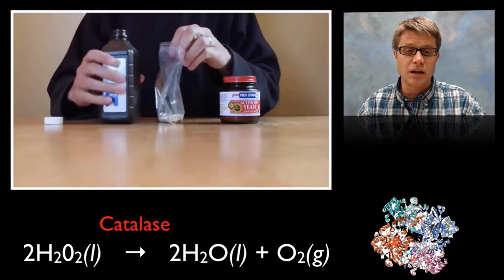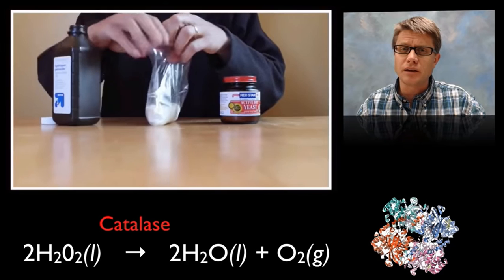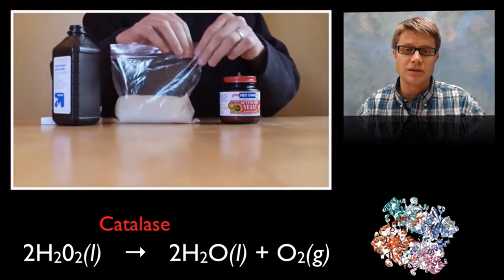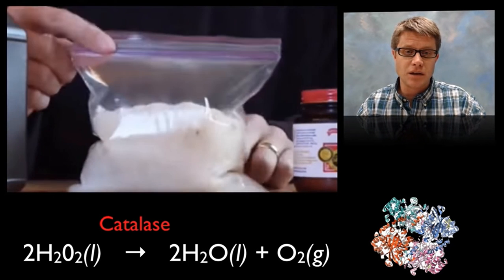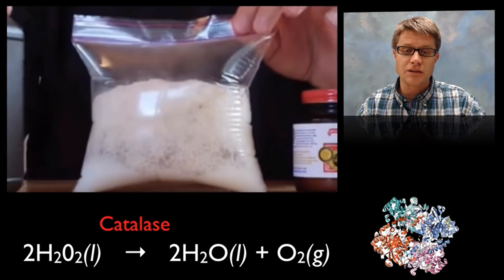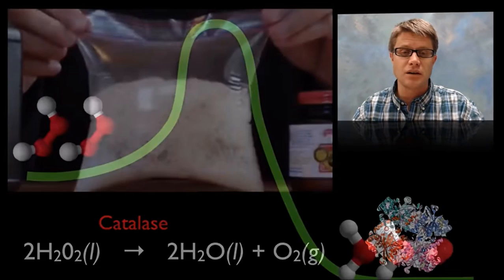And so let me show you a catalyst at work. This is catalase, which is an enzyme found in almost all living cells. So what I'm doing is adding a little bit of hydrogen peroxide to a bag that's got yeast in it. You can try this at home. Shake it up a little bit, and you can see I'm producing a huge amount of oxygen gas right there. And so hydrogen peroxide would do this on its own, but if we add an enzyme to it, we can speed that whole process along.